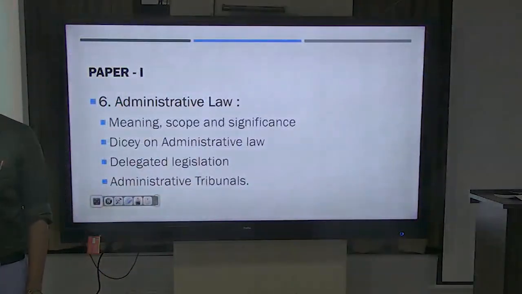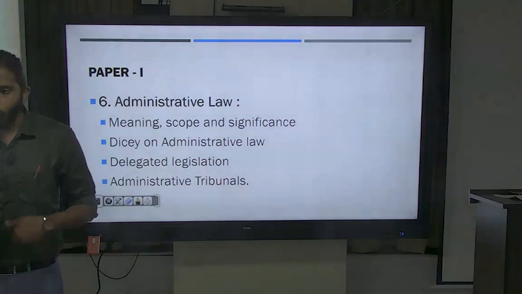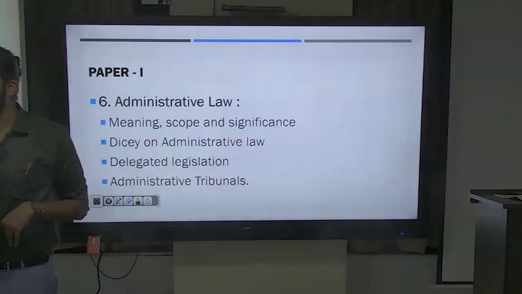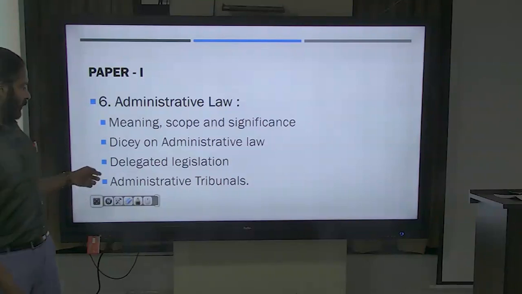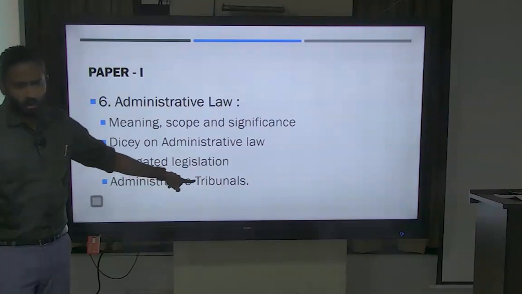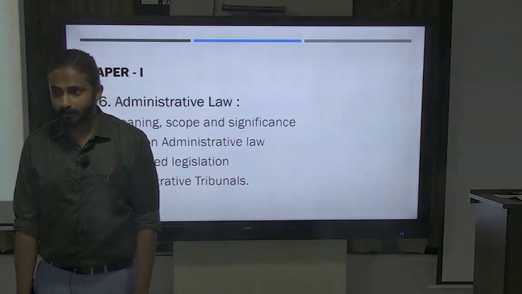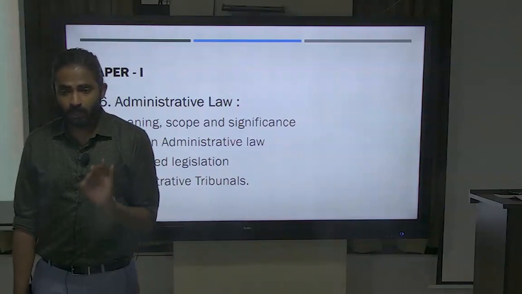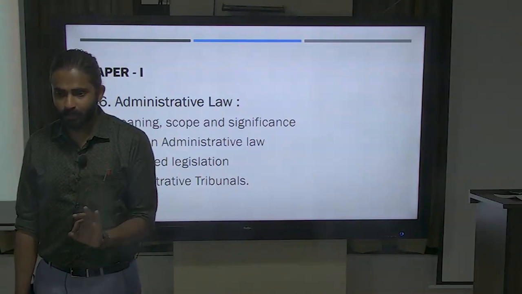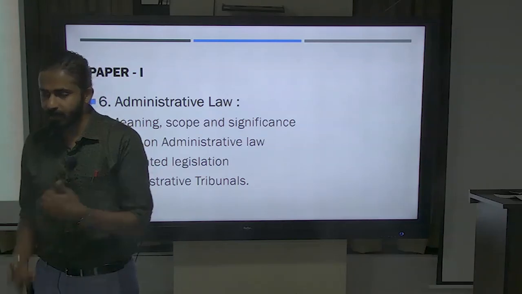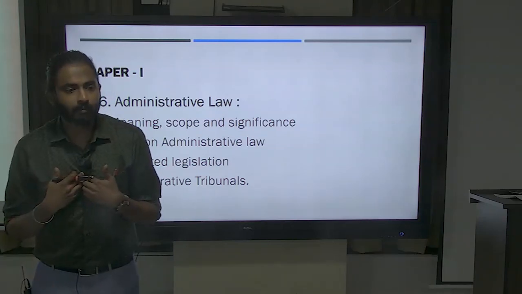Sixth chapter is administrative law. So how do we make laws and how are laws implemented on us? There are 2-3 concepts. There is something called administrative tribunals. This is all GS overlap. And what are tribunals? A quasi-judicial body. What is a quasi-judicial body? Quasi means half. So half of them might be judges, half of them will be administrators.